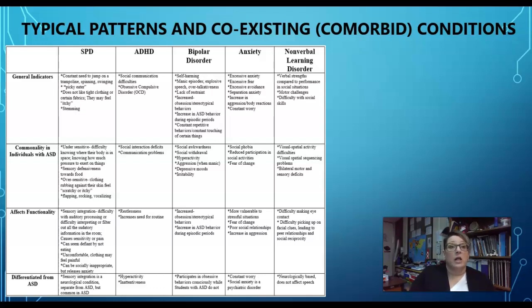So if you look in the first column, a sensory disorder, they have a constant need to jump on a trampoline, more spinning, more swinging, picky eater. They don't like the way things feel in their mouth. Autistic kids sometimes have that issue too.